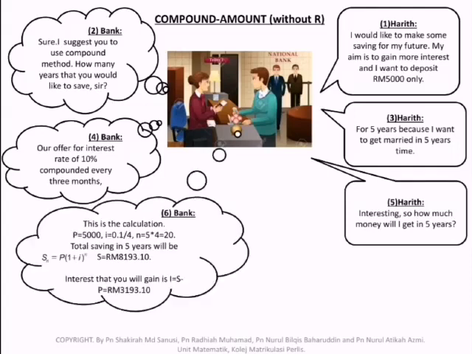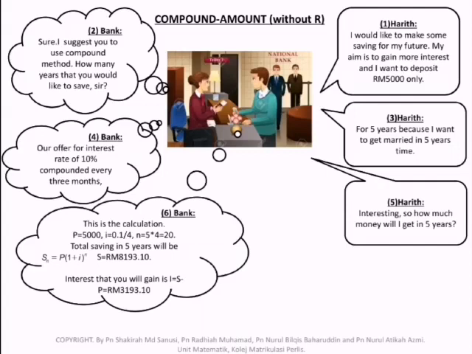Okay, sir. This is the calculation. Your principal value will be P equal to RM 5,000 ringgit. I equal to J over M equal to 0.1 over 4. And your N will be T times M, which is 5 years times 4 will be equal to 20. So your total saving in 5 years will be using this formula, which is Sn equal to P bracket 1 plus I power of N.